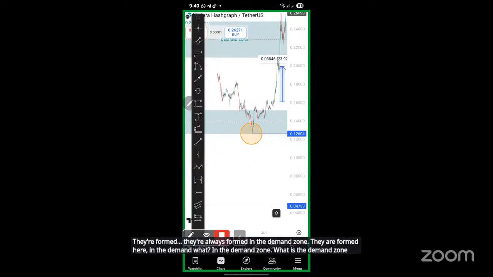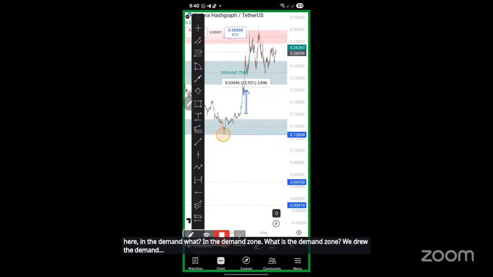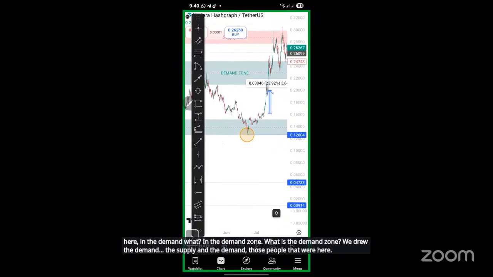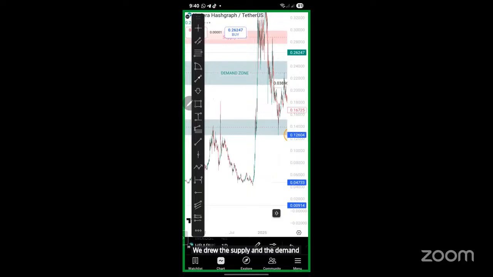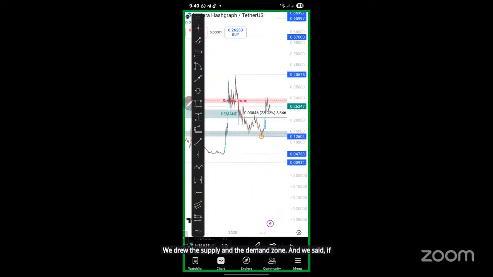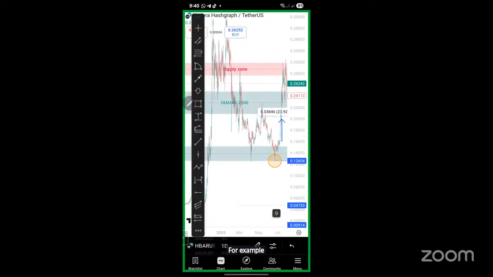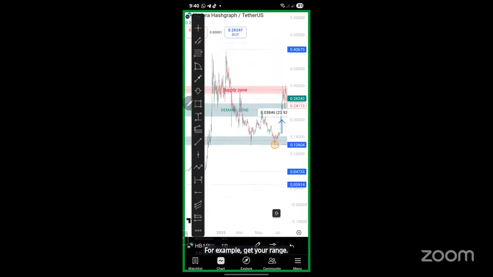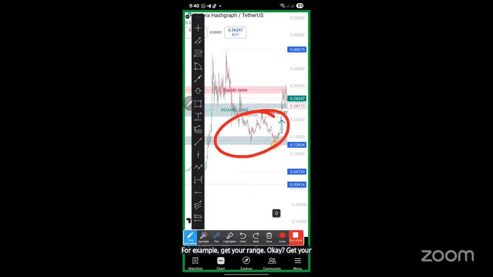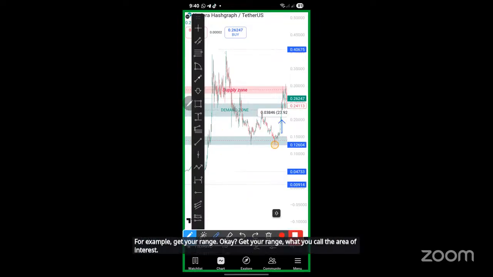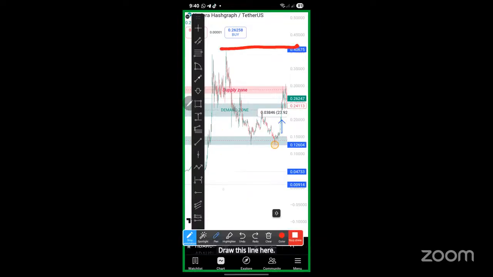We drew the supply and the demand zone. And we said, if you want to draw the supply and demand zone, get your area of interest. For example, get your range, what you call the area of interest. Draw a line above and also draw a line down here. Where price is playing within, that's what we call the range.